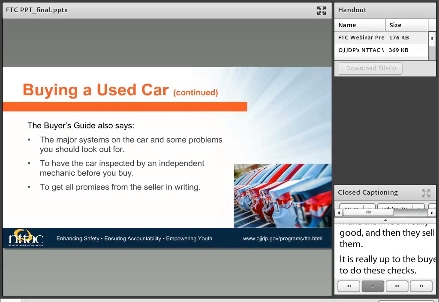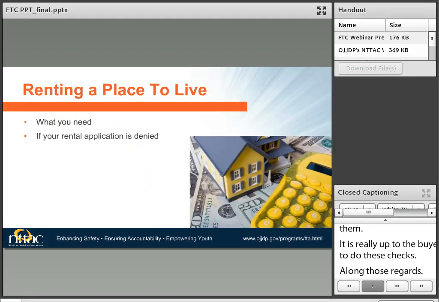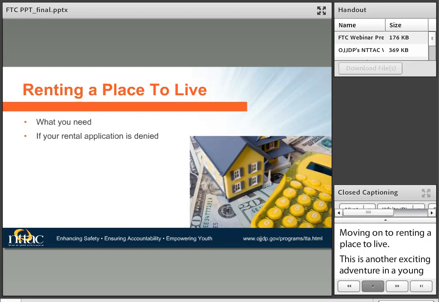So, moving on to renting a place to live. This is another exciting adventure in a young person's life, getting out and living by themselves or with friends. So I really just want to go over some high-level information on this.